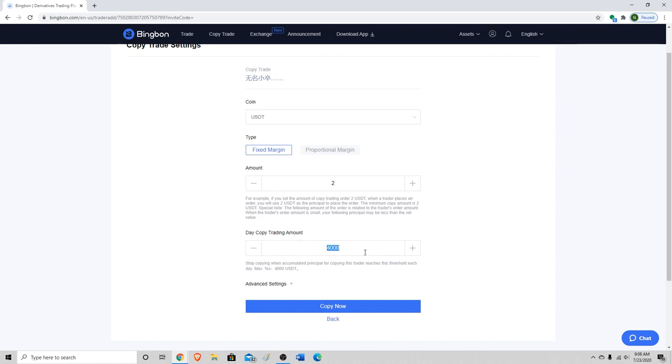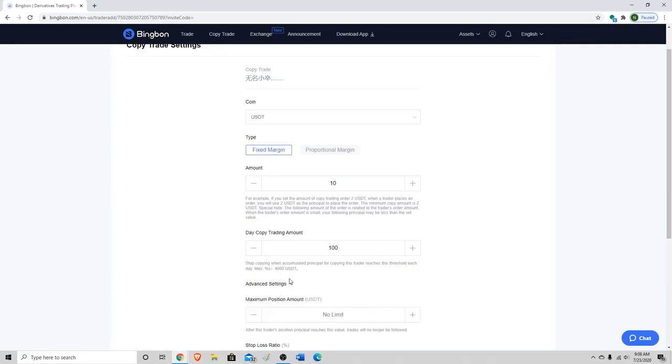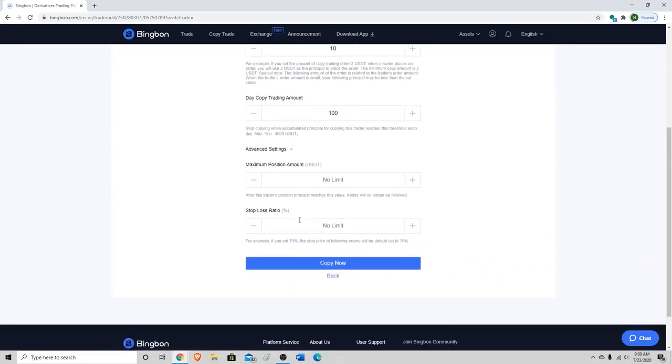This is your day copy trading amount. So this is the max amount you're willing to use in one day for your capital. It says stop copying when the accumulated principal for copying this trader reaches this threshold each day. So I want to say my amount, I'll use $10, and then I want my max amount that I want to use a day, $100. And then there's advanced settings where you can even do a little bit more.